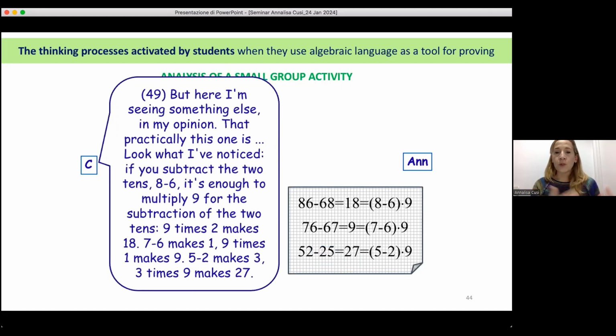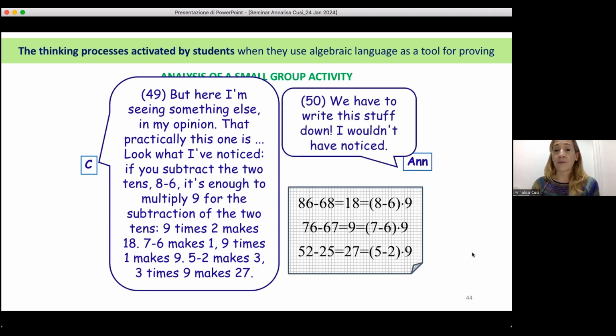Then C looks at the numerical examples that they wrote on the sheet, and she says, but here I'm seeing something else, in my opinion, look what I noticed. If you subtract the two tens, 8 minus 6, it's enough to multiply 9 by the subtraction of the two tens. 9 times 2 makes 18.